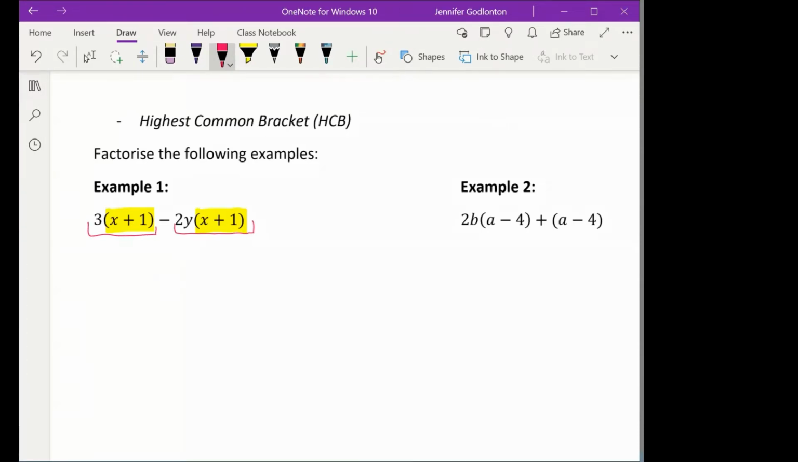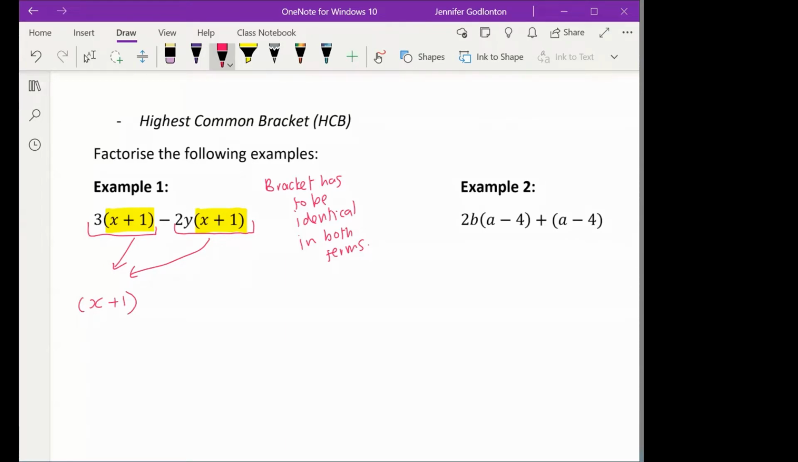So I've got 2 terms, and I'm wanting to see, do I have a bracket that is exactly the same? The bracket has to be identical in both terms. And if we do, we can take it out as a highest common factor. So I'm going to take out x plus 1 as my highest common factor.